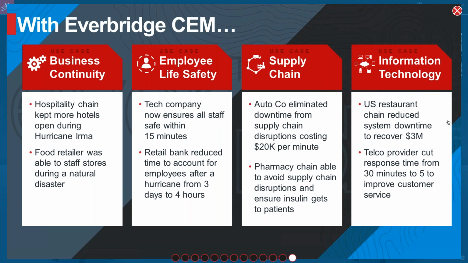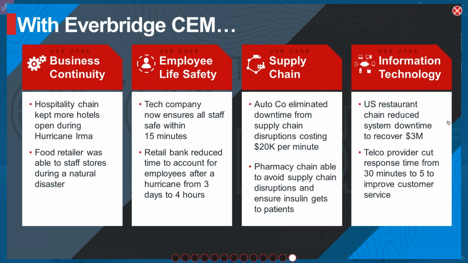There are 4 main use cases that we support as a product: business continuity, employee life safety, supply chain security, and information technology challenges. So if you're an organization that has challenges in any one of these areas, chances are good that we can help you, that we can provide a solution that's going to help you mitigate the risk of these events and respond to these events faster and better when you can.